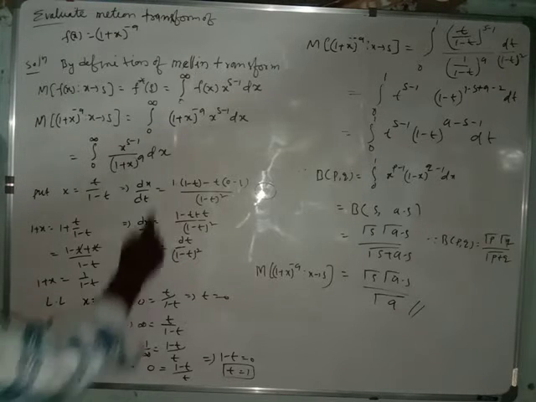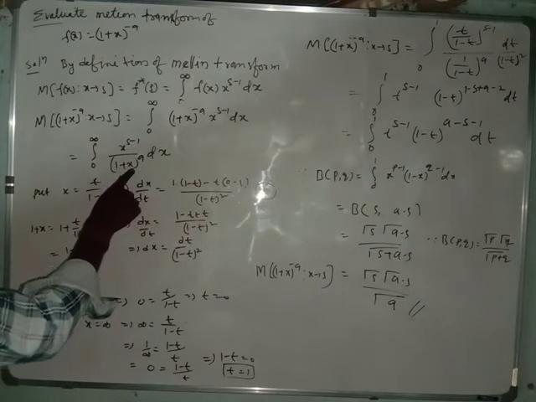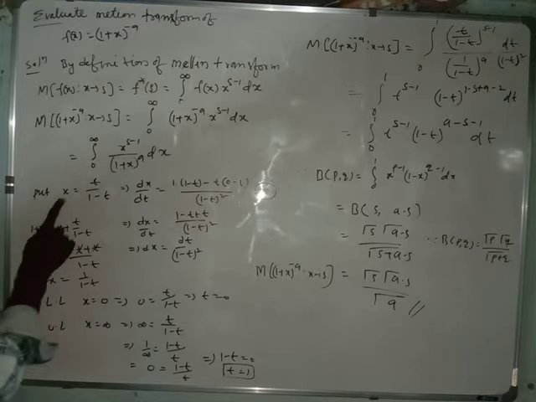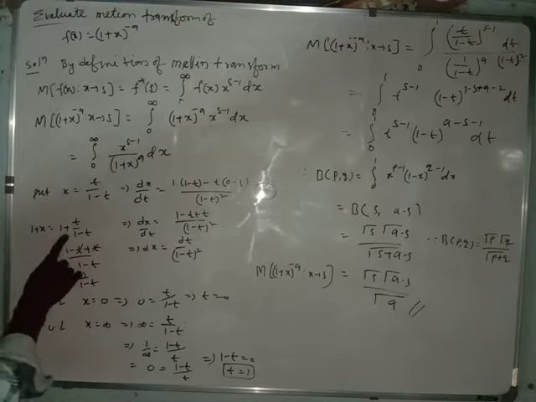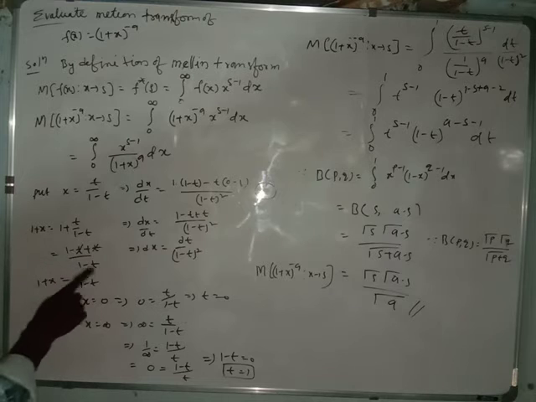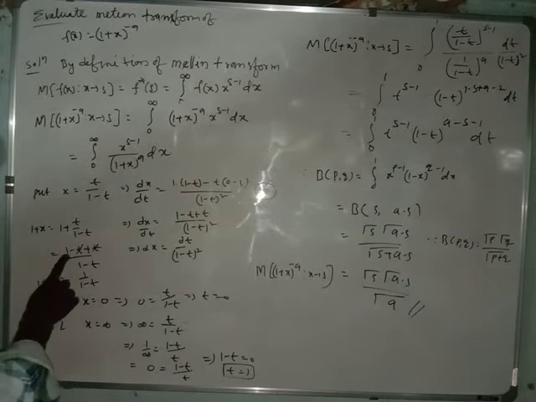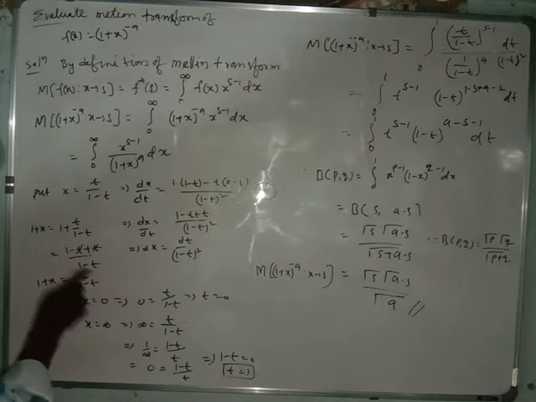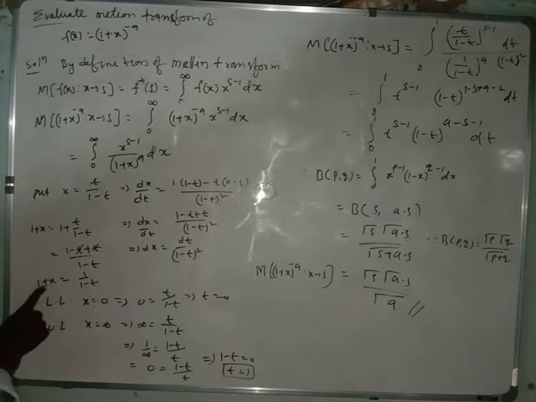Now in this equation the 1 plus x term is there. Now find out the 1 plus x value: 1 plus x equal to 1 plus t by 1 minus t, taking the LCM, (1 minus t plus t) by 1 minus t, which implies the t cancels, and the 1 plus x value is 1 by 1 minus t.